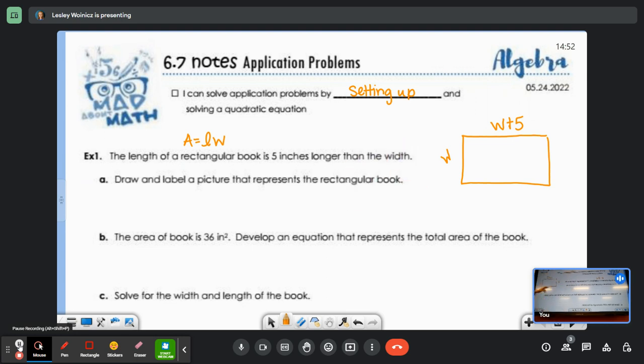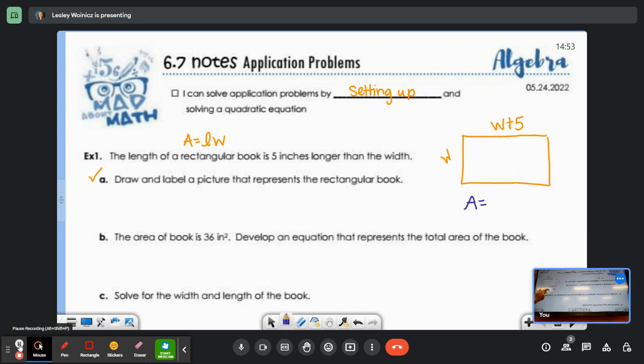Okay, so draw and label a picture for a rectangular book. Check. Now they're telling us that the area of the book is 36 inches squared. And we have to write an equation to represent the area of the book. So we're going to use this little equation. You already told me that we know what the area of a rectangle is. We're going to use that.